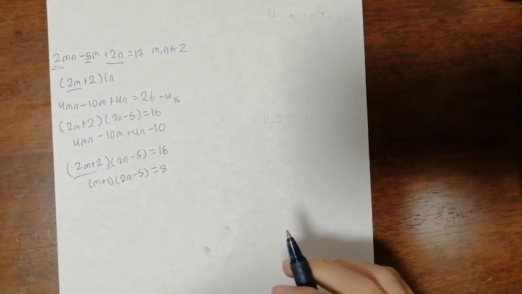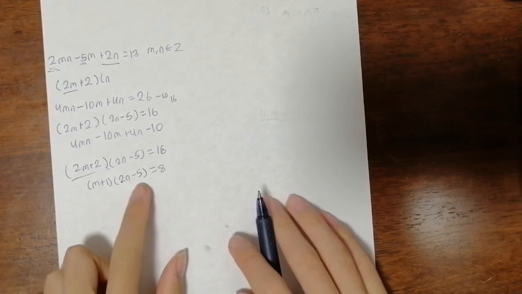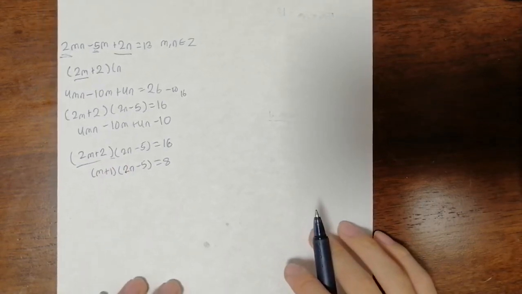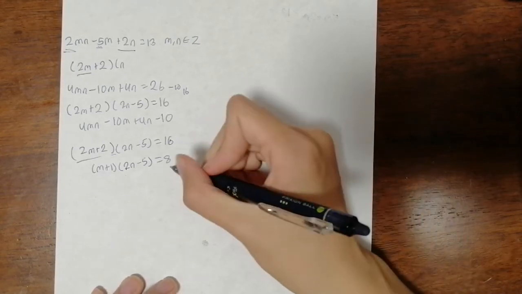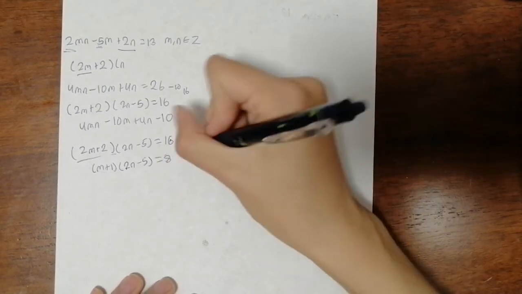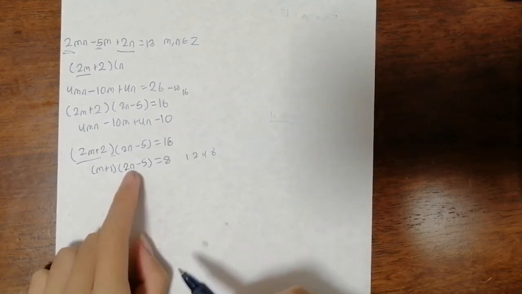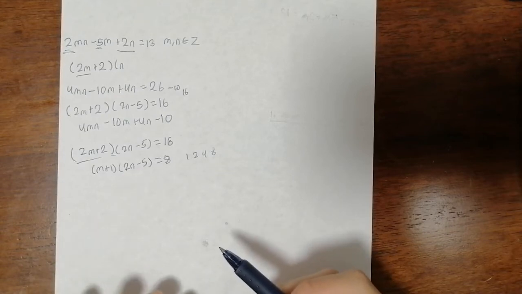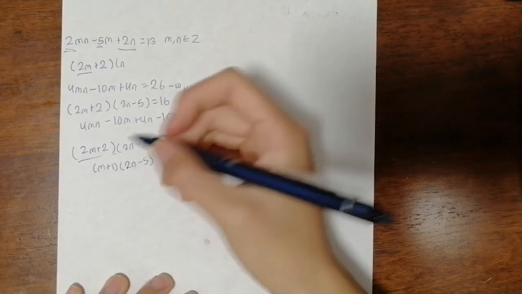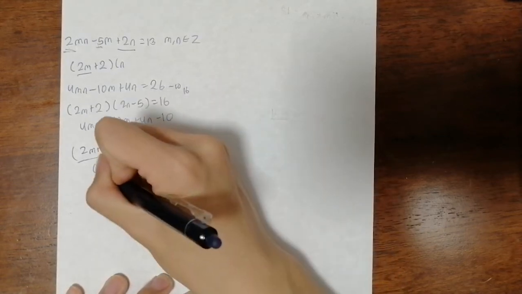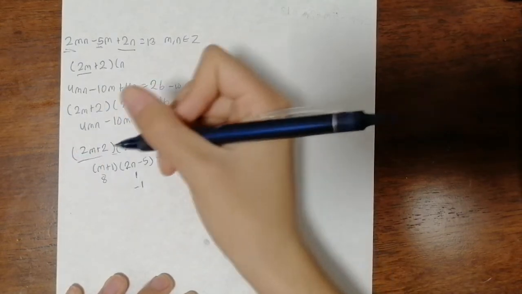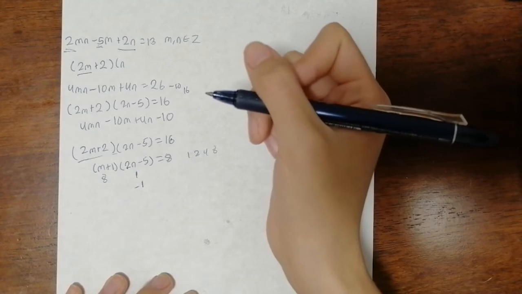Okay, and also notice that 2n minus 5 is always going to be odd, because an even minus an odd is always odd. So when we consider the factors of 8, which are 1, 2, 4, and 8, as well as the negative counterparts, we cannot have 2n minus 5 equal an even number. So the only possibilities that actually work are when 2n minus 5 is 1 and n plus 1 is 8, or 2n minus 5 is negative 1 and n plus 1 is negative 8.